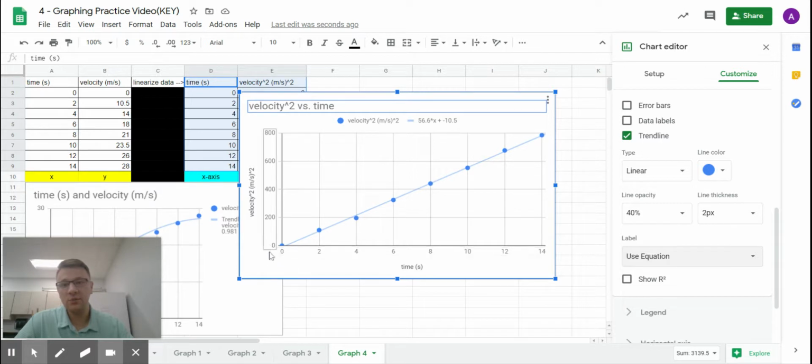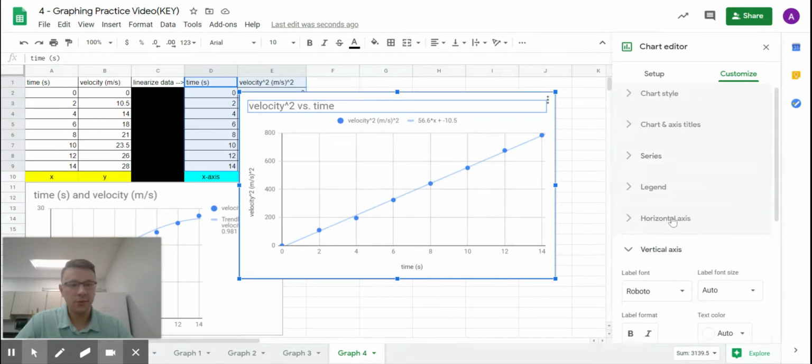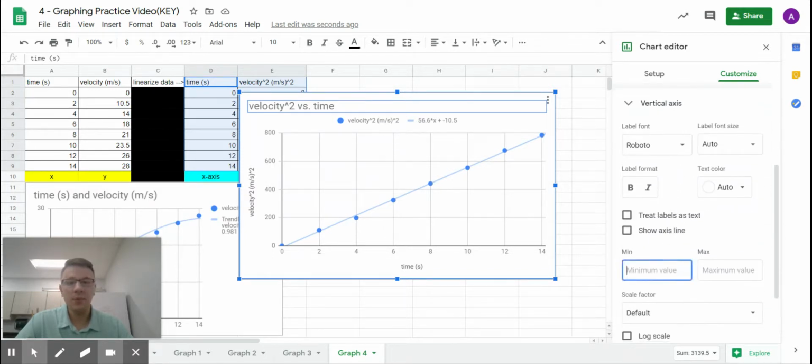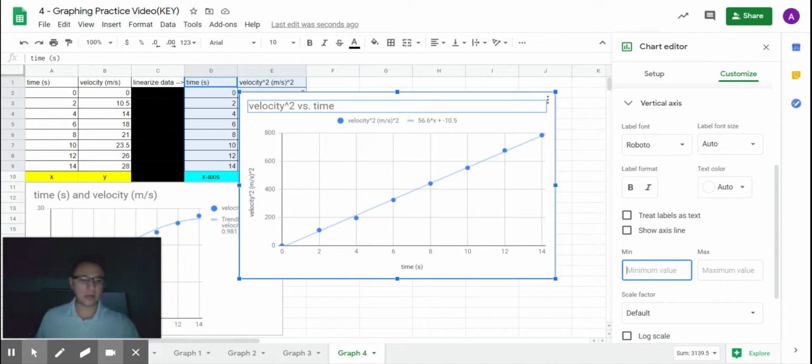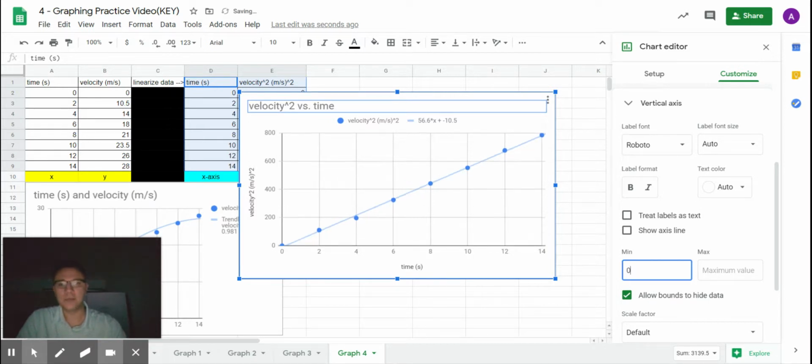So that means it's actually below 0 here. If I went to the vertical axis, I could say that my minimum value is negative 10. The lights just turned off on me here. Negative 10, and put that in. Now I can actually see where it's crossing. I don't think it's a huge deal. I'm probably going to just go ahead and leave this as 0, and that would be that.